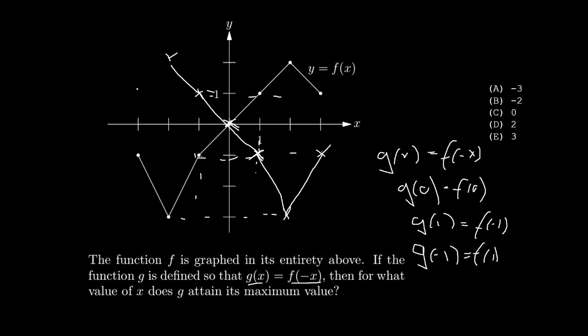And once we do that, we get the function g of x. And we can see that the maximum value of g of x is 2, and it reaches it at x equals negative 2. So that would be our answer. B would be our answer.